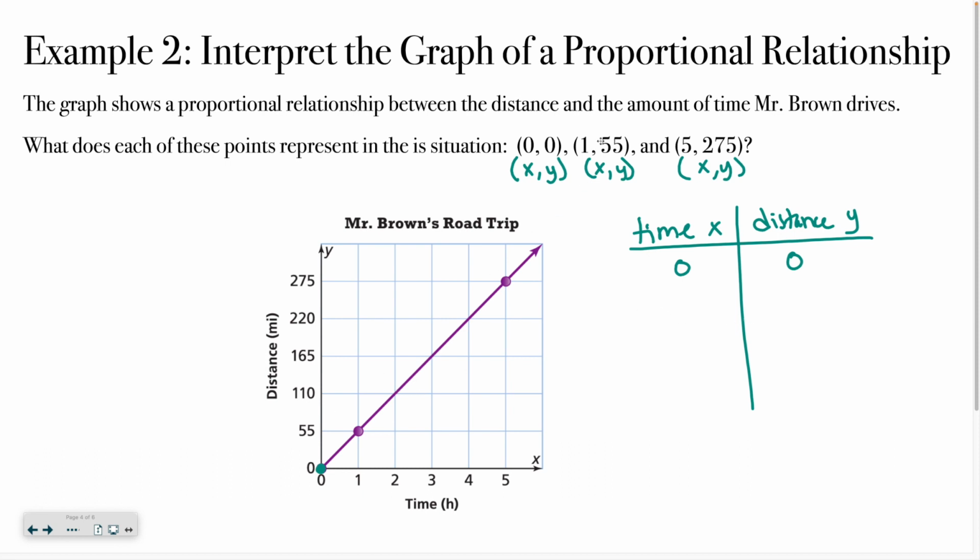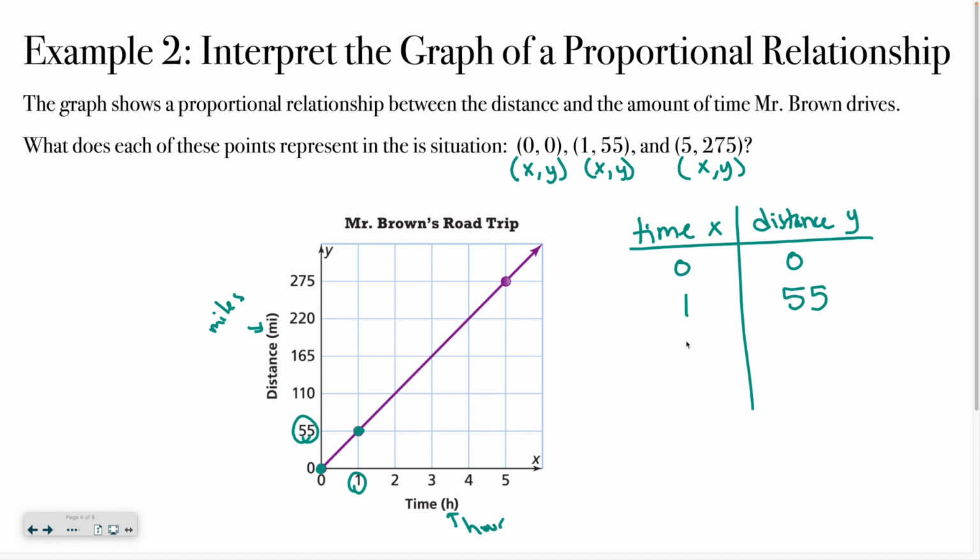Okay, then that second ordered pair, we have 1 and 55. So what this would mean, so 1, 55, see how there's an ordered pair, a nice point right there? That tells me that in 1 hour, because that's my label, H stands for hour, Mr. Brown has traveled 55 miles. Okay, so MI represents miles, distance in miles. So in 1 hour, he's gone 55 miles.